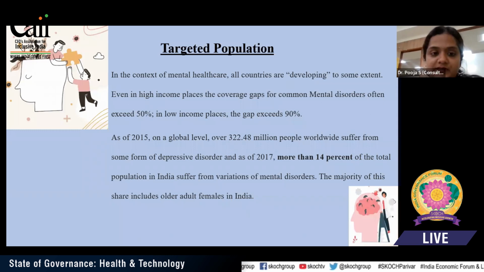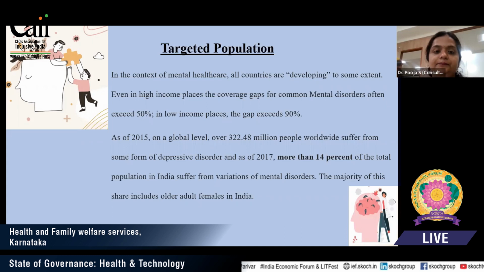Coming to the targeted population, in contrast to mental health care, all countries are developing to some extent. Even in high income places, the coverage gap for common mental disorders often exceeds 50%. In low income places, the gap exceeds up to 90%. According to data as of 2015, on a global level, over 322.48 million people worldwide suffer from depressive disorder. And as of 2017, more than 14% of the total population in India suffer from variations of mental disorder. The majority of the share includes older adult females in India.